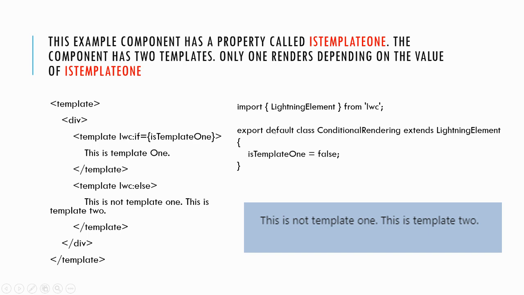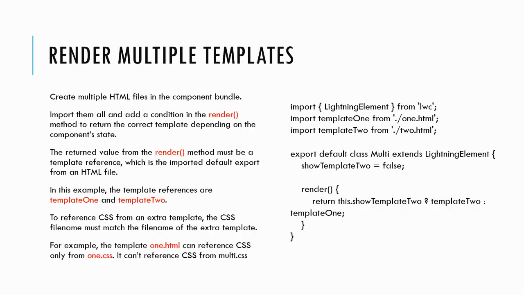For this code snippet, when we render this component in our web browser, it will check the value of isTemplateOne. We have given it as false, so it will skip this statement and simply go to lwc:else. It will take this: this is not template one, this is template two, and this is how it will be shown in the UI. So this is one basic example of how we can make use of lwc:if and lwc:else in our LWC framework. Now let's move one step ahead and see one advanced concept.